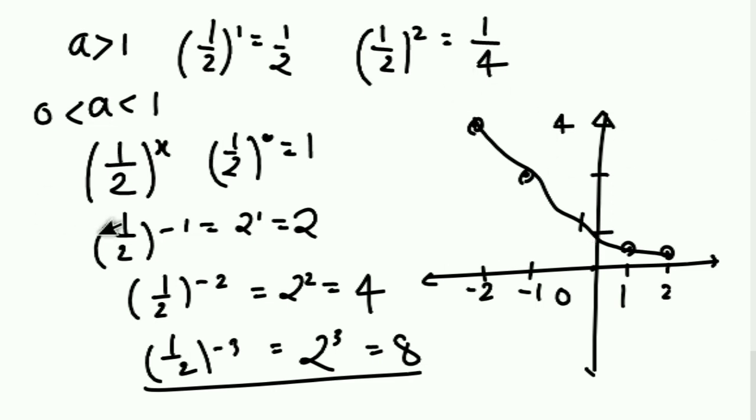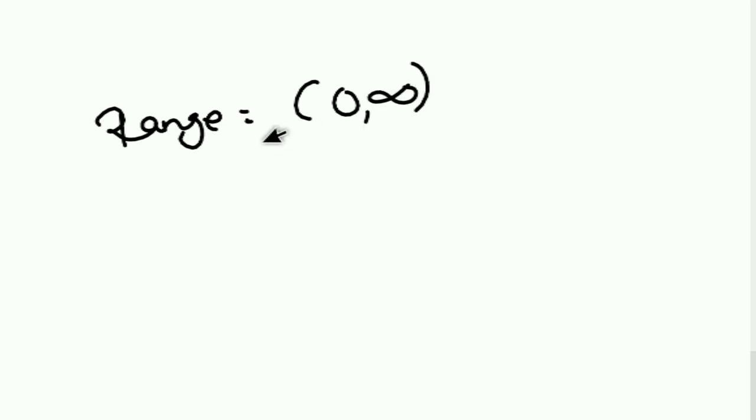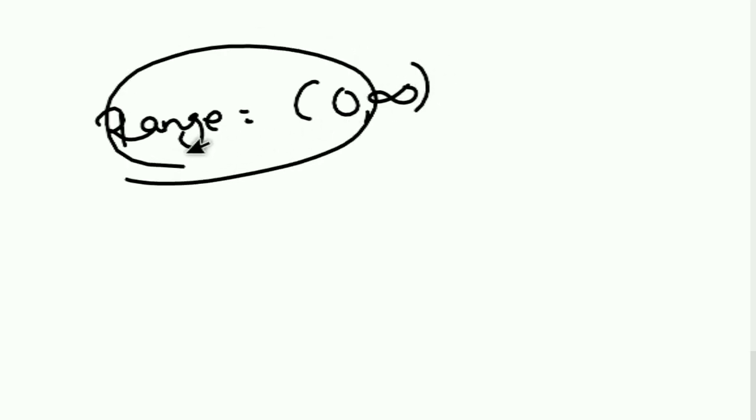So we have seen this when your base a will be greater than 1, and when your base will be between 0 and 1. So we can conclude that the range of this function is always positive value, since this is your exponential function. So your range is from 0 to infinity. Means only positive values are coming with the help of this function.